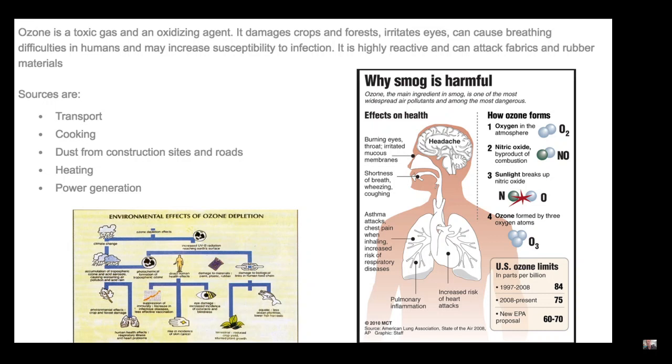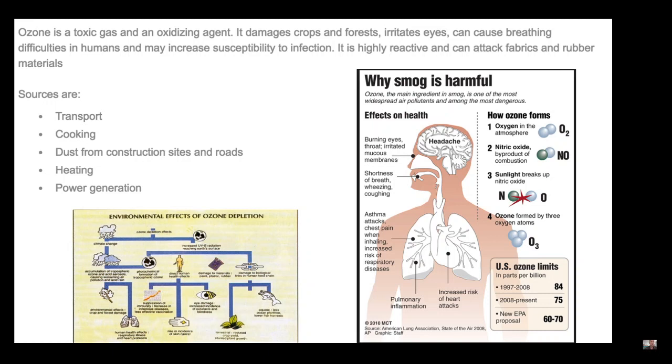And ozone is a big secondary pollutant. We'll talk about what makes it a secondary pollutant. Ozone is a toxic gas and an oxidizing agent. We're going to see how it damages humans and organisms. It really does a lot of bad things, and we'll talk about that in future slides. It's highly reactive and can attack fabrics and rubber materials.